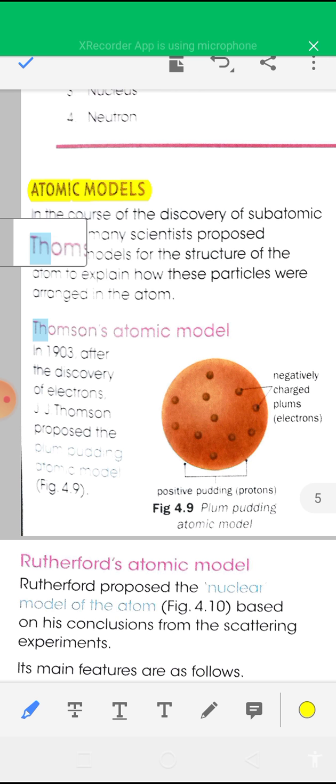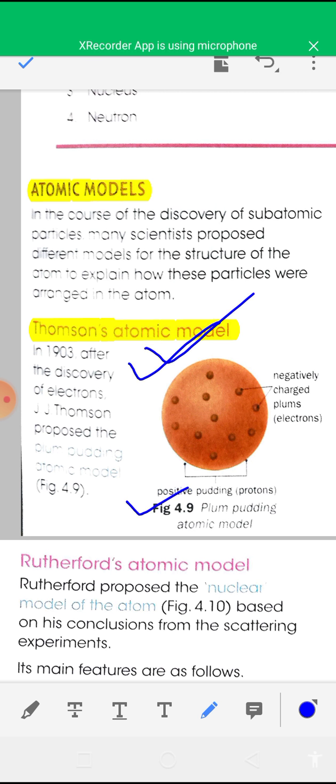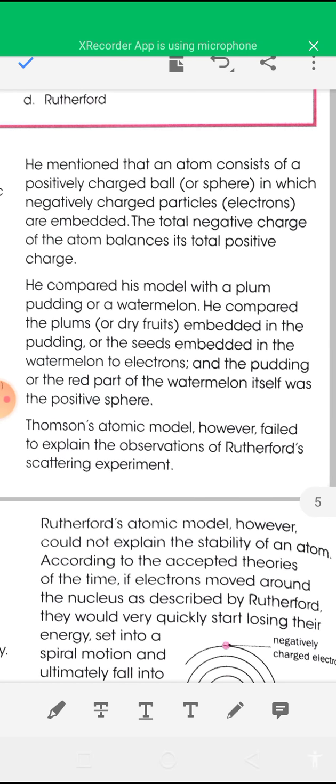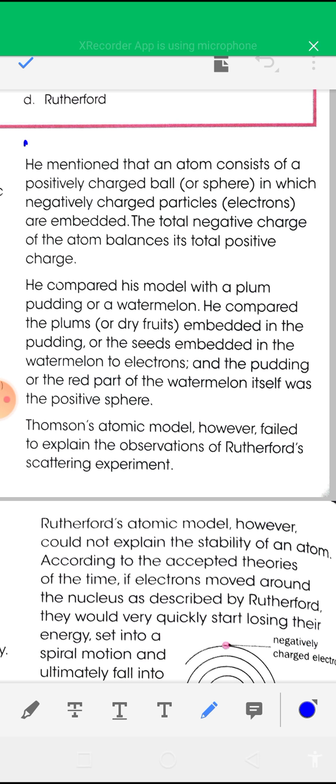Different scientists gave different atomic models. So first, Thomson's atomic model, J.J. Thomson's atomic model. In 1903, after the discovery of electron, J.J. Thomson proposed the plum pudding atomic model. This is the plum pudding atomic model of J.J. Thomson. And he mentioned that atom consists of a positively charged ball or sphere in which negatively charged particles, that is electrons, are embedded, and the total negative charge of the atom balances the total positive charge.